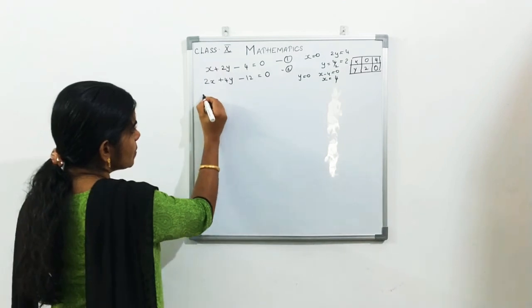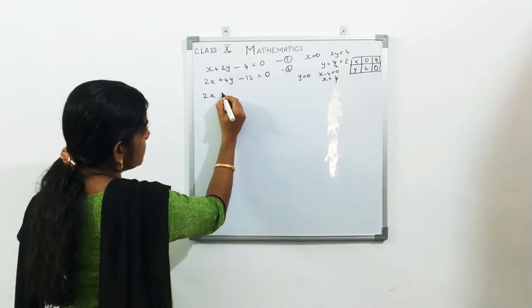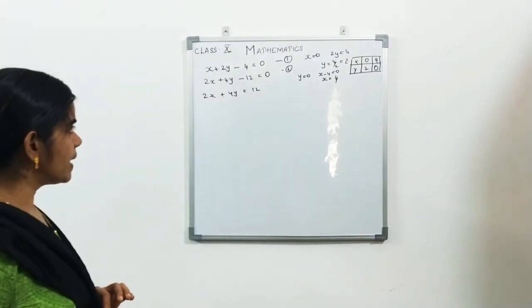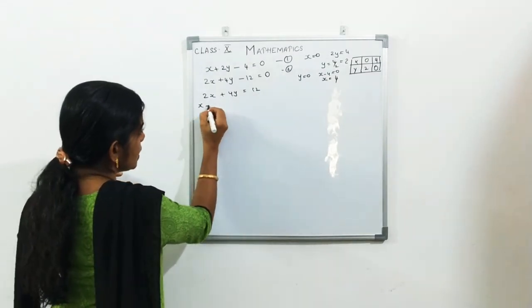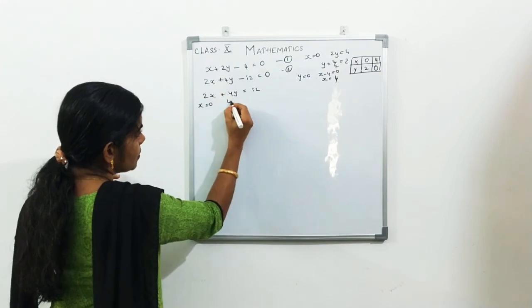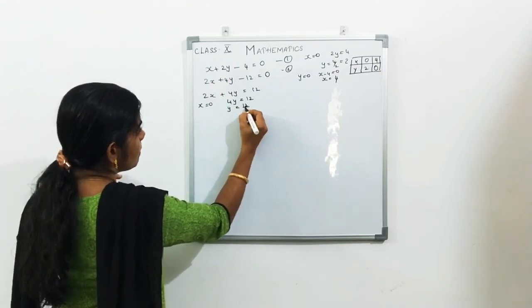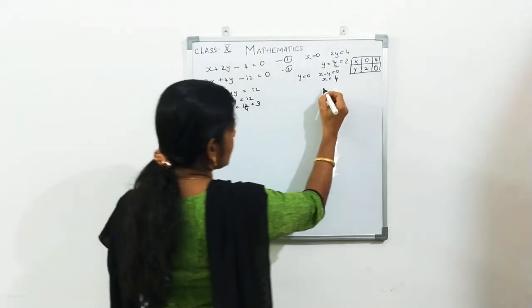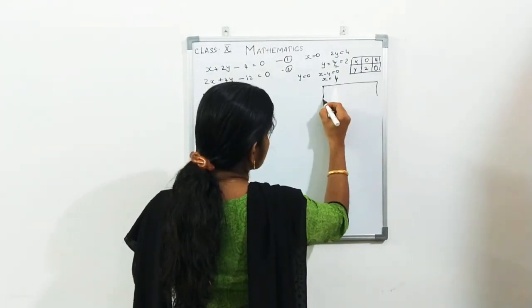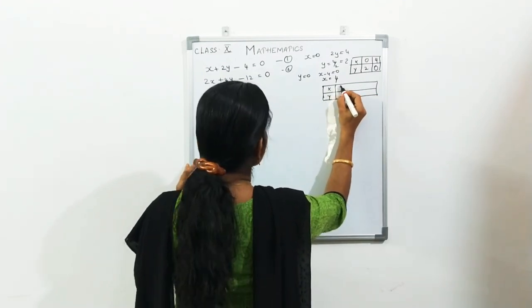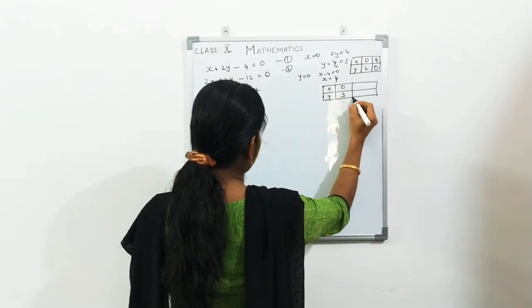Next step, this also: 2x plus 4y is equal to 12. Here if I give x is equal to 0, 2x becomes 0. Therefore, 4y is equal to 12. y is equal to 12 by 4, that's equal to 3. Therefore, one solution you got for the second equation. When x is equal to 0, y is equal to 3.